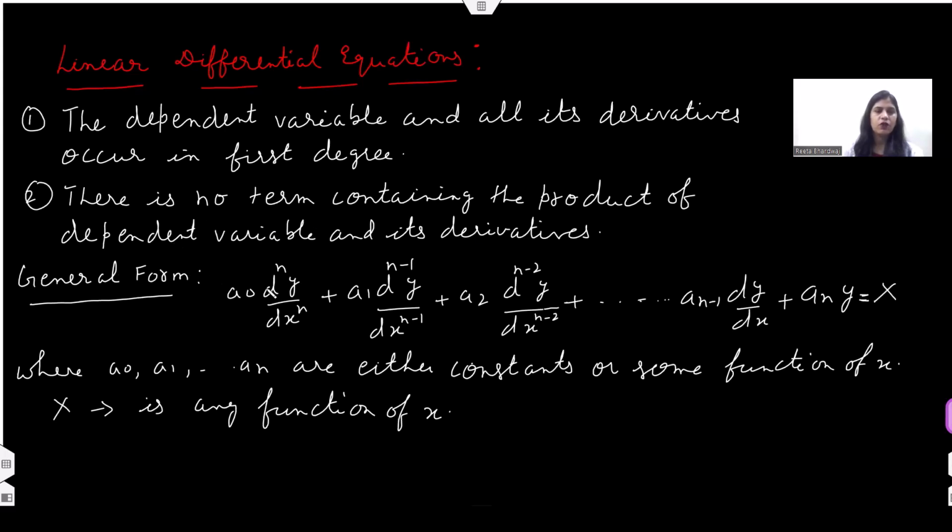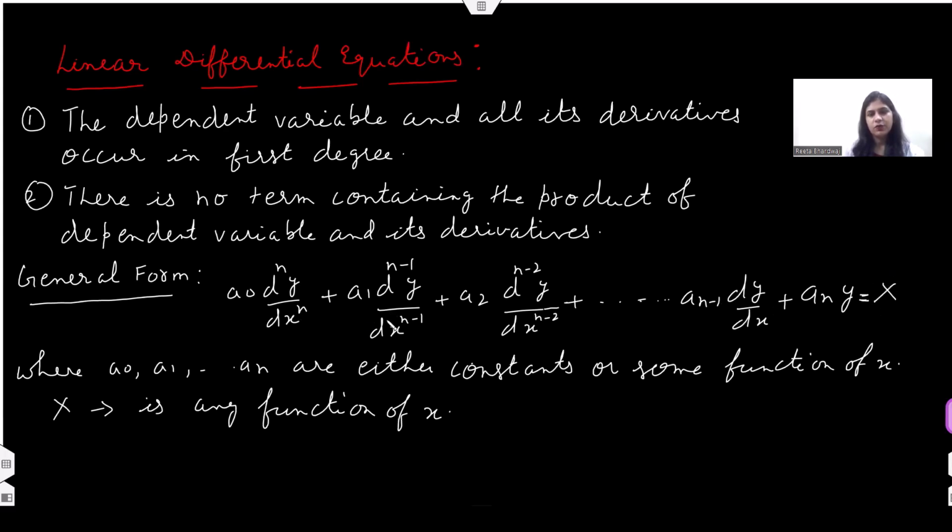So this is the general form of the linear differential equation. Here a naught d^n y over dx^n plus a1 d^(n-1) y over dx^(n-1) up to a_n y is equal to X. These a naught, a1, a2 up to a_n may be constants or some function of x. The right hand side, capital X, may be any function of x.